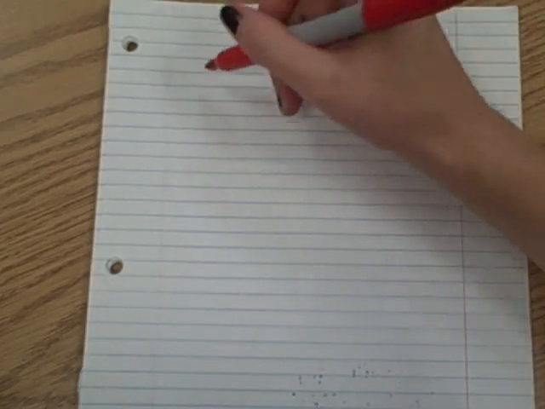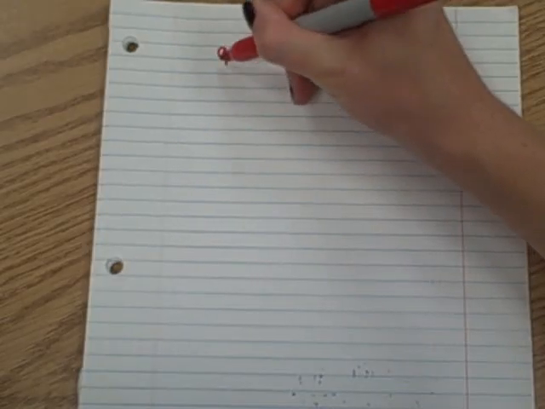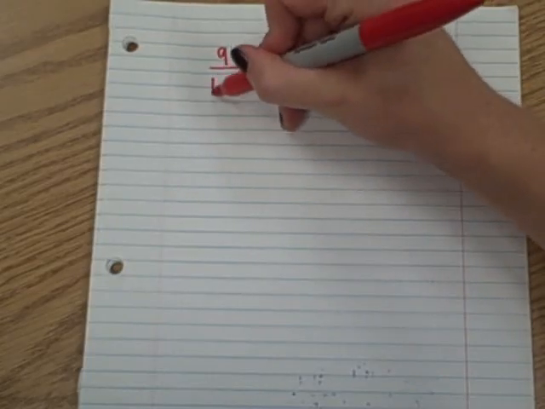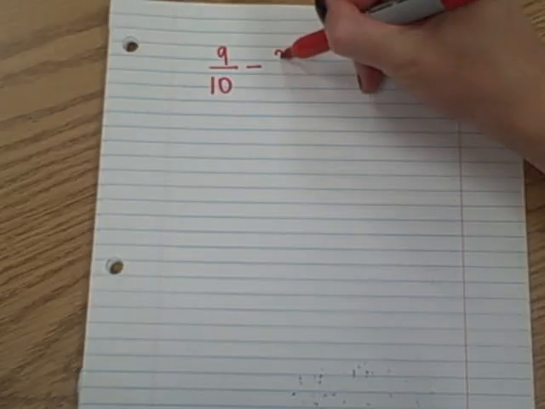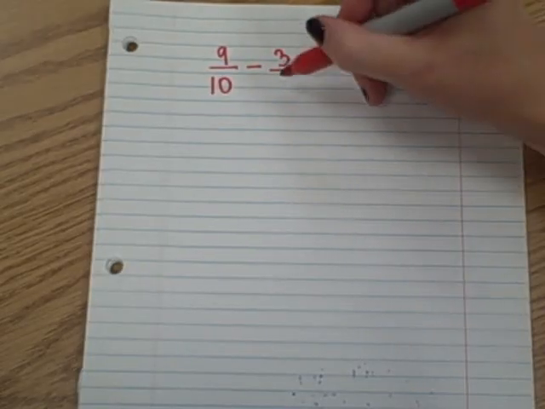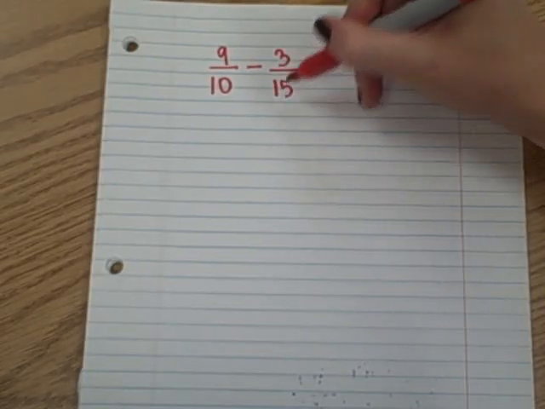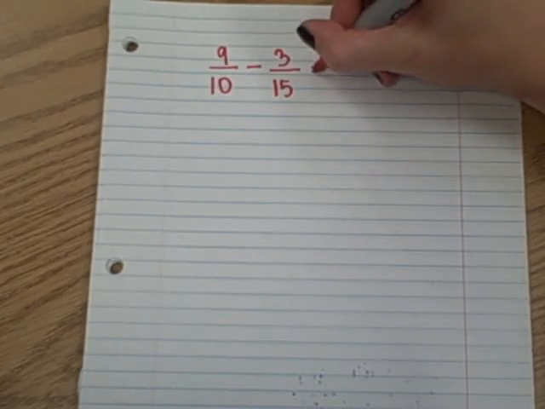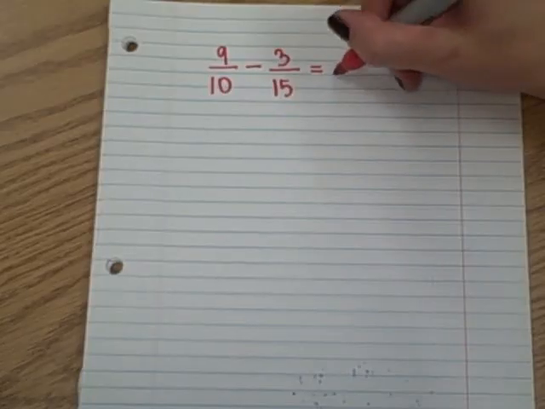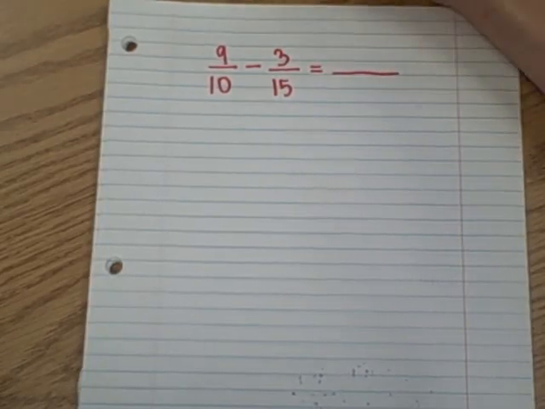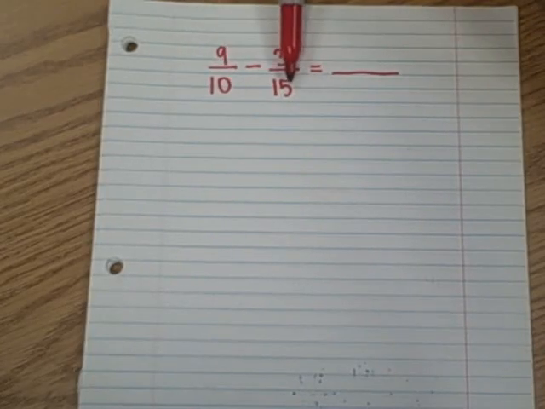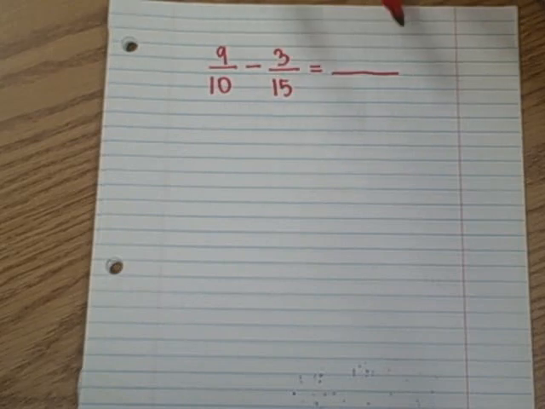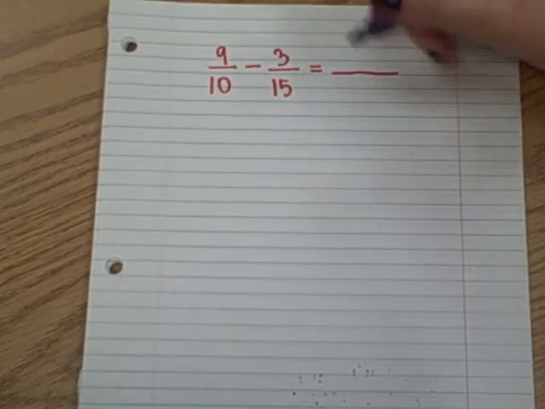Another problem here, 9/10. This time we're going to do a subtraction. Addition and subtraction have the same rules, which is kind of nice. Addition and subtraction are opposites of each other. So I'm looking at these bottoms. I can't change a 10 into a 15 or vice versa, but I know there's a number they can both change into, and that number is going to be 30.